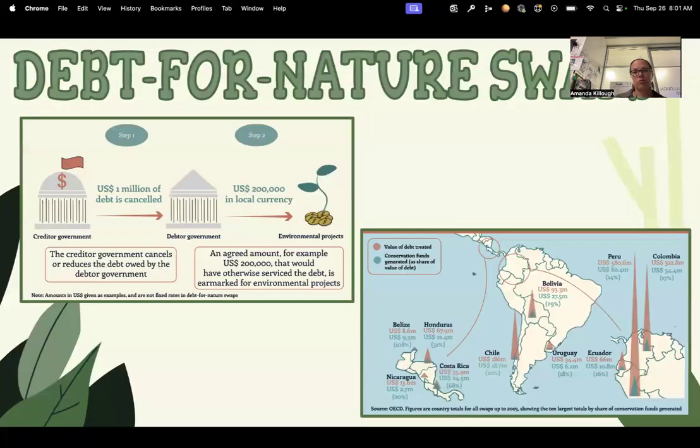All right. So the next one is really kind of a cool one. And this one's probably one of the most important ones. It is literally a debt for nature swap, meaning that, look at your first step here. It says the US says 1 million of debt is canceled. All right. Of the debtor government. So let's say Costa Rica has debt that they owe to the United States. And we say, we're going to cancel $1 million of that. All right. And we'll make it $200,000 into environmental projects for your country. All right.